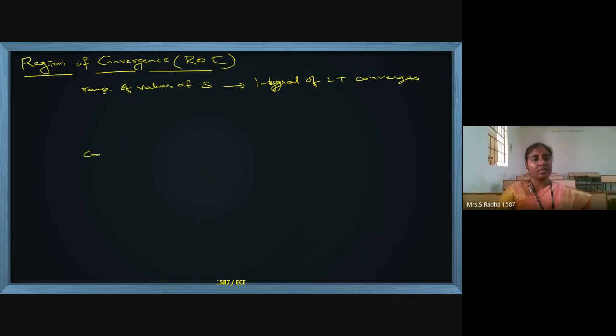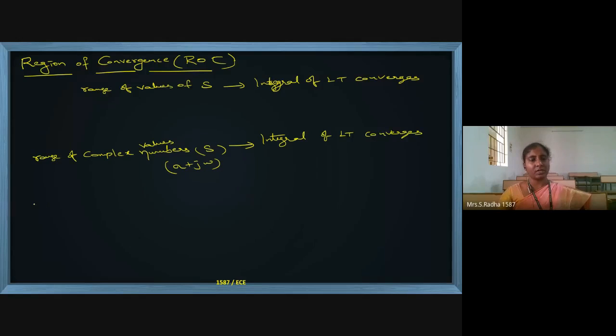In another way, the complex values or complex numbers, which is nothing but the s value. s is sigma plus j omega, so combined, sigma plus j omega is nothing but complex numbers. The range of complex values where the integral of the Laplace transform converges is called the region of convergence, or ROC.